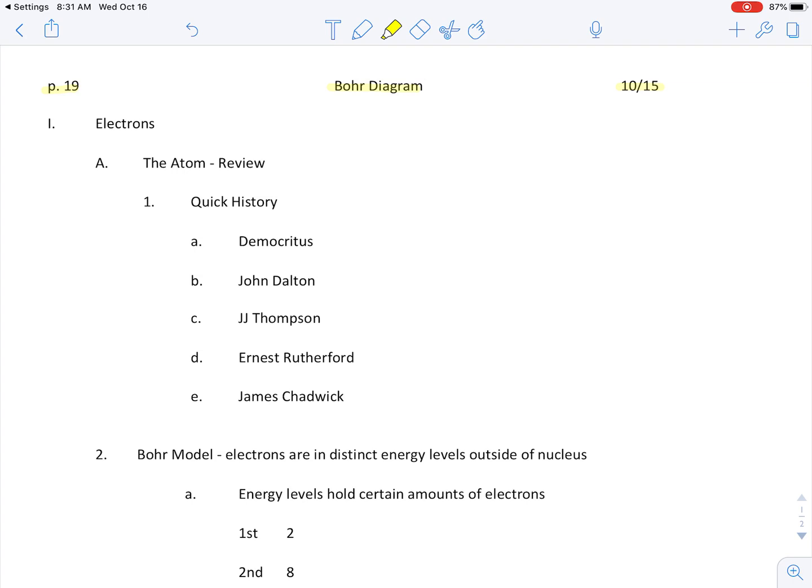Okay, so jumping right in. Electrons, we're going to split our unit up into two parts. We're going to have electrons and we're going to have bonding. But we need to start with electrons because they're the ones that are involved in bonding.